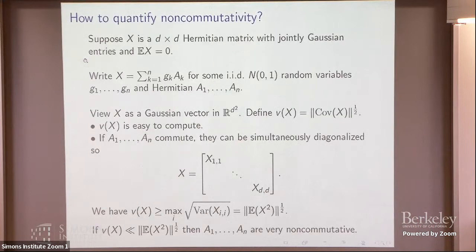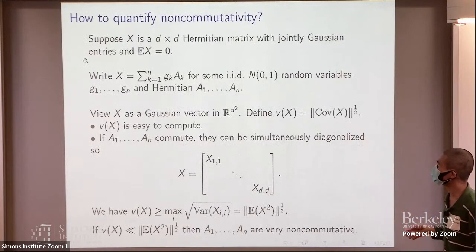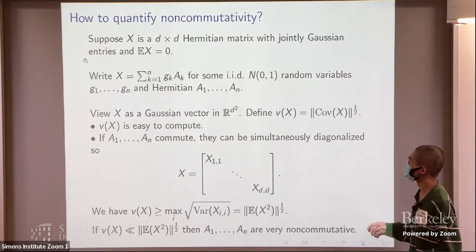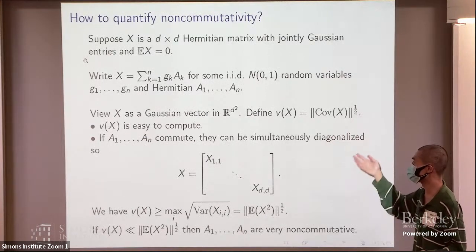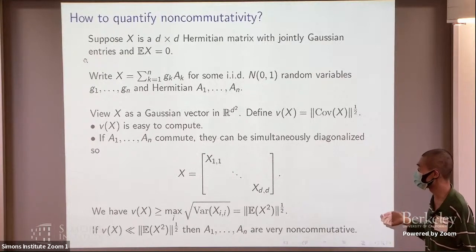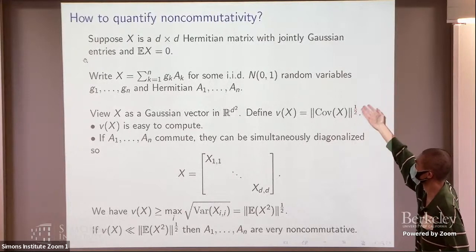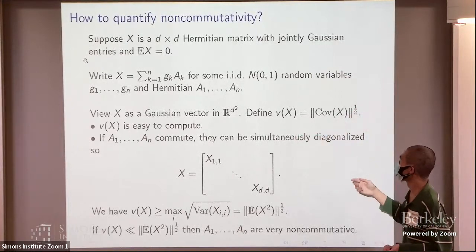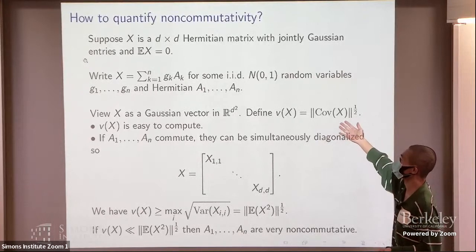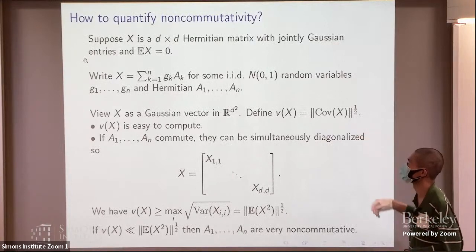What we are going to do is just one, actually two, covariance of X. So we're going to use this quantity to measure non-commutativity, actually. If you have a Gaussian vector, if you have a d by d random matrix X, you can treat that random matrix as a vector. Then you can look at the covariance matrix, which is a d squared by d squared covariance matrix, and then you just take the spectral norm.